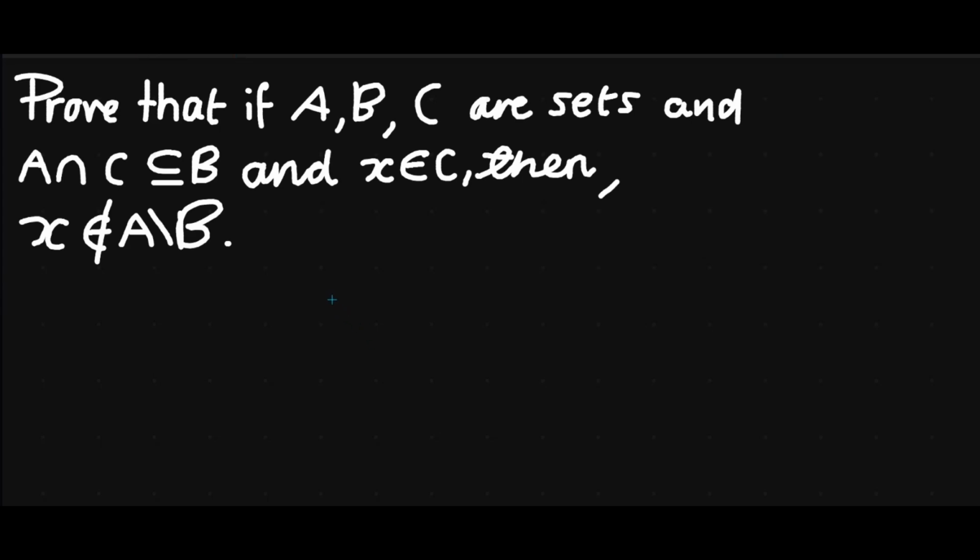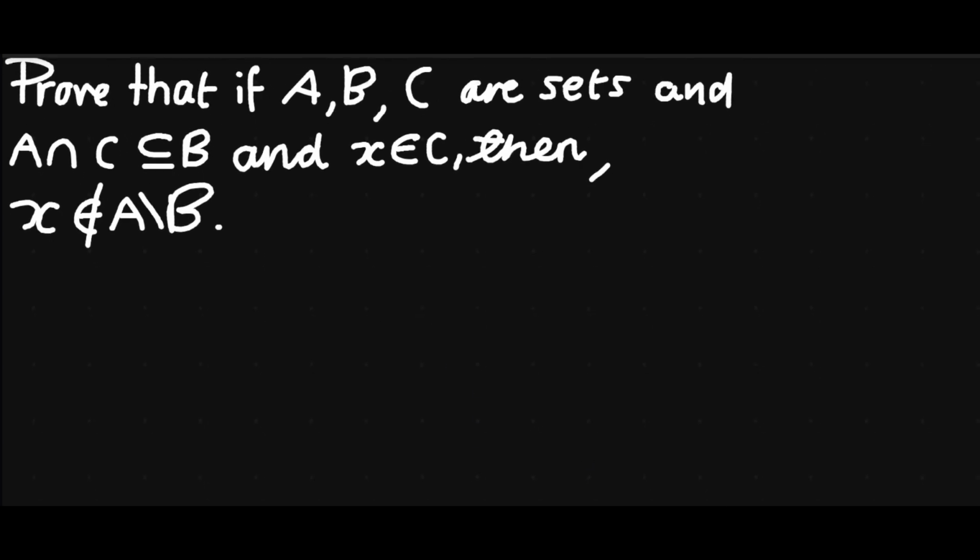Hello everyone, today we're going to be proving that if A, B and C are sets, and A intersect C is a subset of B, and X is an element of C, then X is not an element of A minus B. Okay, so let's go straight into this.